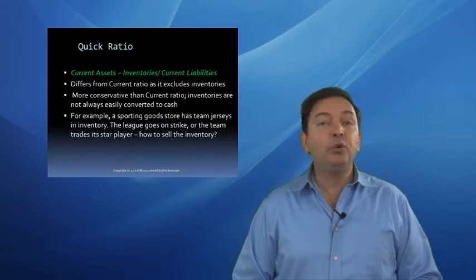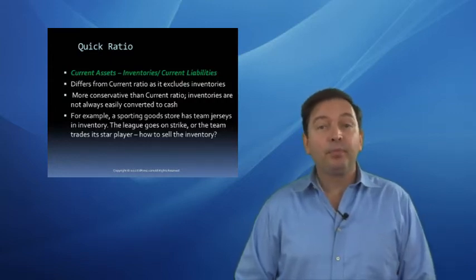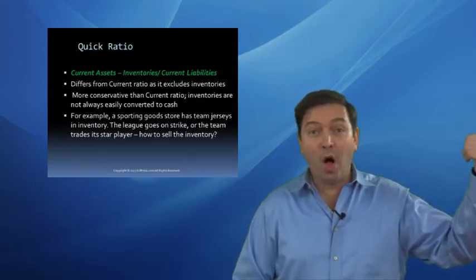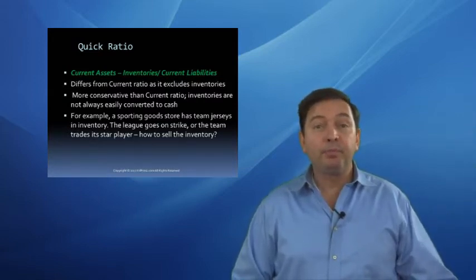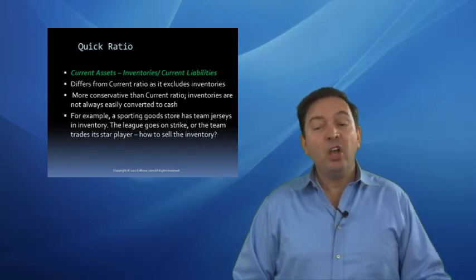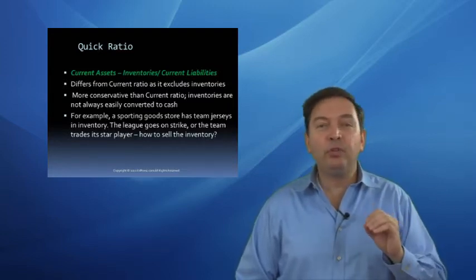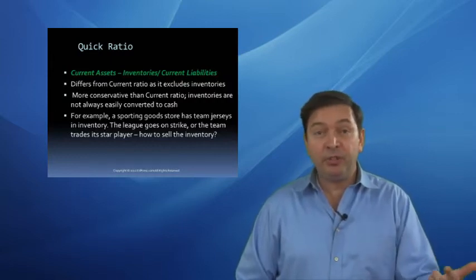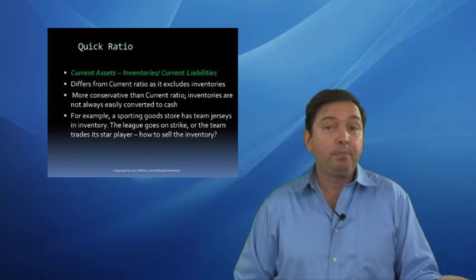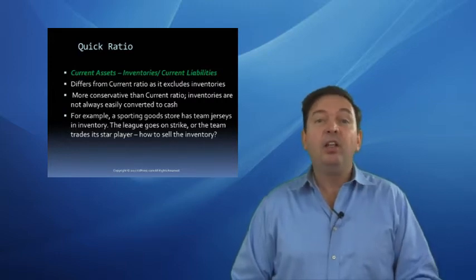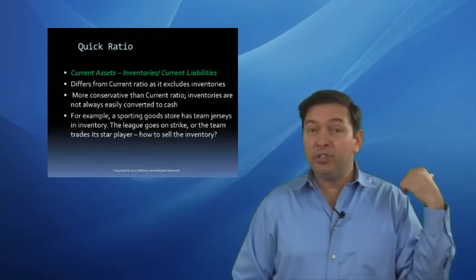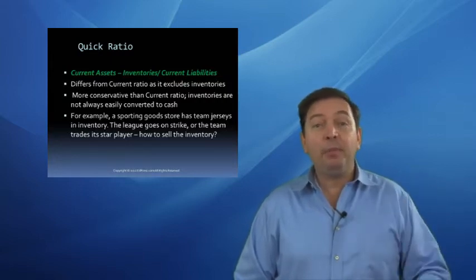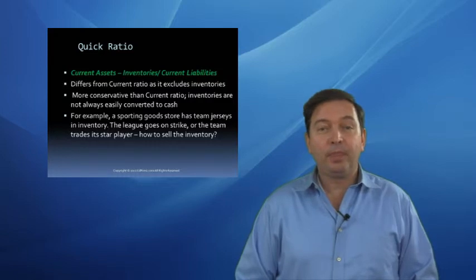Or suppose the team trades away their star player, okay, and the sporting goods store has 50 jerseys with that guy's name on it hanging on the wall. What are they going to do with those jerseys? They're useless now, okay? So when a company has to hang on to its inventories, they have to pay to store them. Some certain types of businesses, the inventory can go bad, it can spoil, or it can just become outdated. So using the quick ratio, taking the inventories out of the equation, is an even more conservative way to tell if a company can pay its bills.